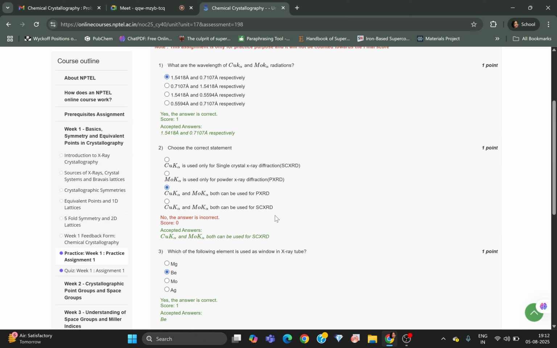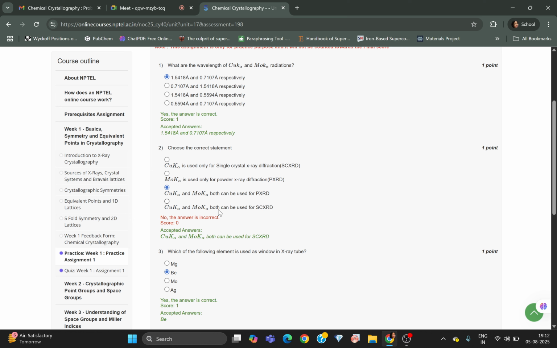Both can be used for single crystal XRD. Here we can see that copper K alpha has a wavelength of 1.54 Angstrom, and molybdenum has 0.71 Angstrom. Generally we use copper for powder XRD and molybdenum for single crystal XRD.